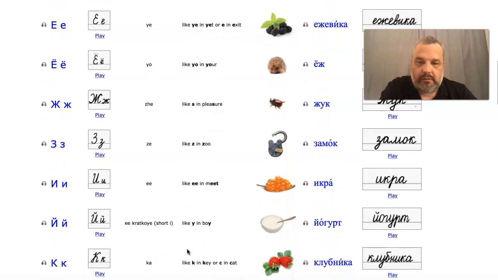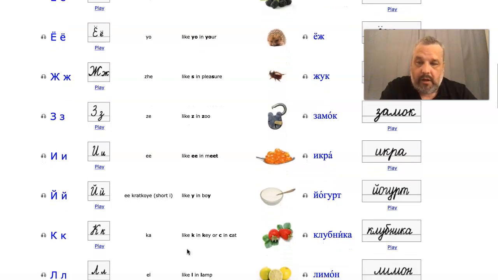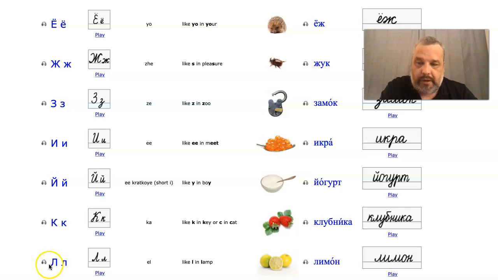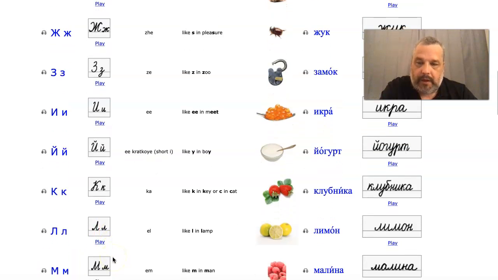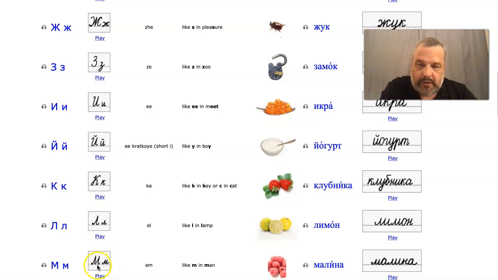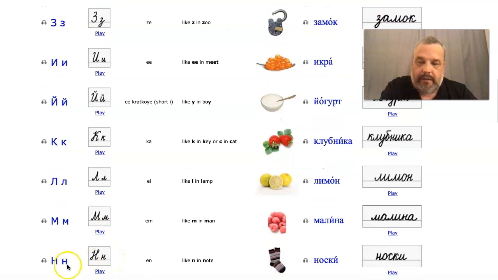Next one is K. That's just like our letter K. Nothing exotic there. L. This is what L looks like. It's a little bit different. You got that little hook there. Always remember you got that hook. L. Okay. M, very similar, although when they write it cursive, you can see it also has a little hook there. And H for us is H in Russian.